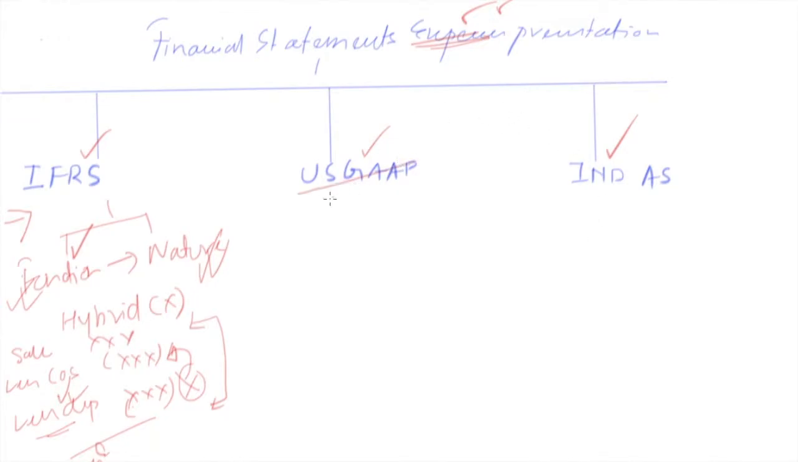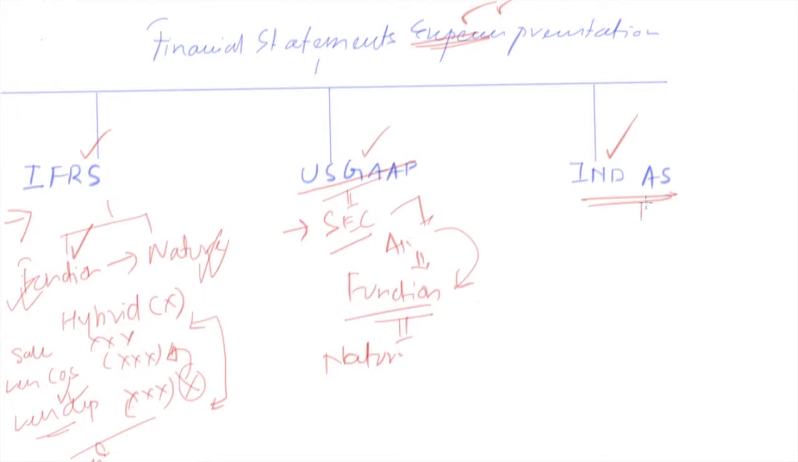In case of US GAAP, I'll tell you one thing. SEC stands for Securities Exchange Commission. SEC requires all the registrants to follow the function approach. They require all the participants to disclose the expenses based on the function rather than allowing them to disclose based on the nature.